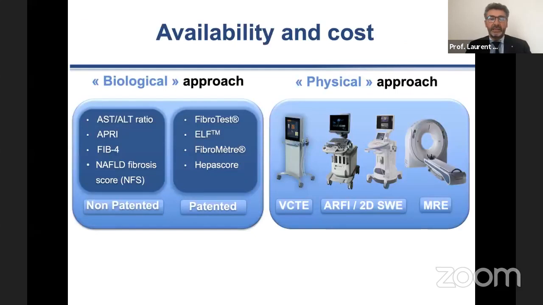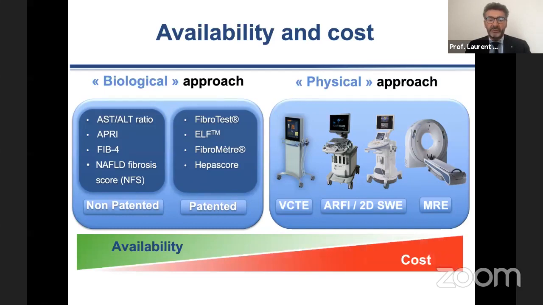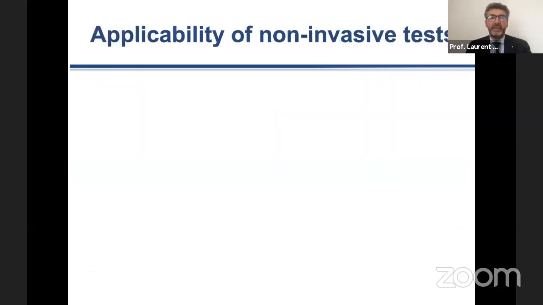So how does it apply? For instance, if you look at the different available tests, of course, Fib4 is widely available and very cheap as compared to MR elastography. And this makes a lot of difference in your clinical practice, because the different tests that you're going to use are going to depend, of course, on their availability at your clinical center.